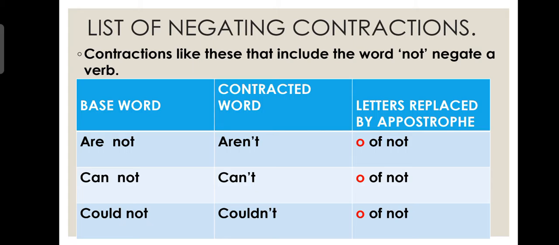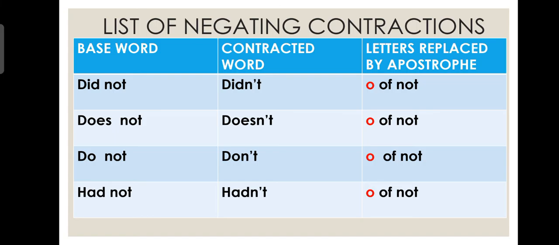Okay. So next is could not. This becomes couldn't. So here what happens? Could remains as it is. From not, we have removed O from the word not. Some more, did not, it becomes didn't. Again we have removed the letter O from the word not. Next is does not. Similarly, we have removed the letter O from not and it becomes doesn't.